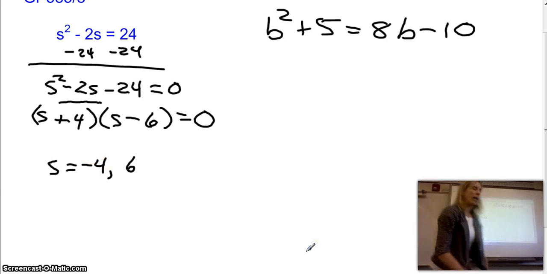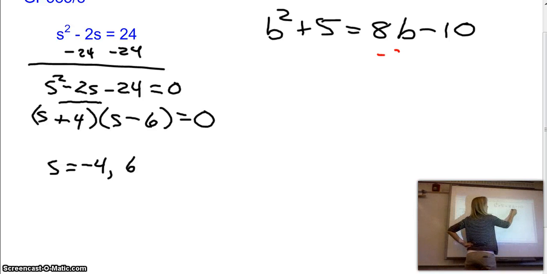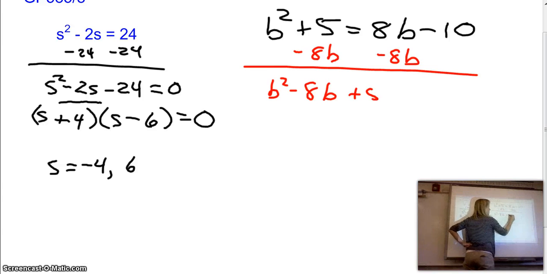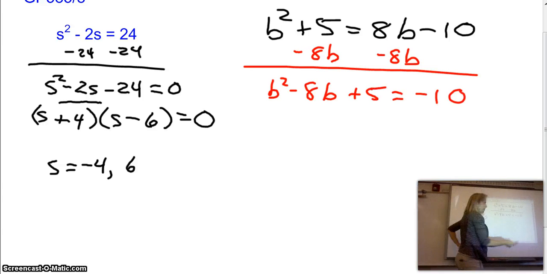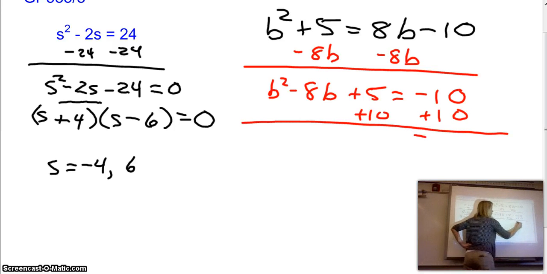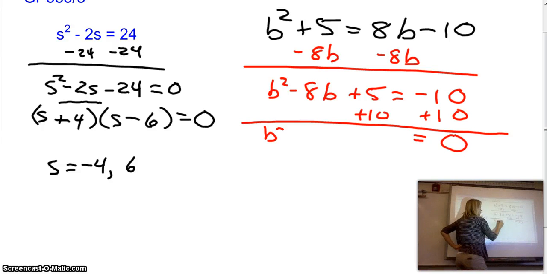In the second one, we have b squared plus 5 equals 8b minus 10. We have to move two things this time, right? So when we subtract 8b from both sides, we get b squared minus 8b plus 5 equals -10. And now we have to add 10 to both sides. And we have set the equation equal to 0, which is good. So we have b squared minus 8b plus 15. Okay, we're ready to factor.